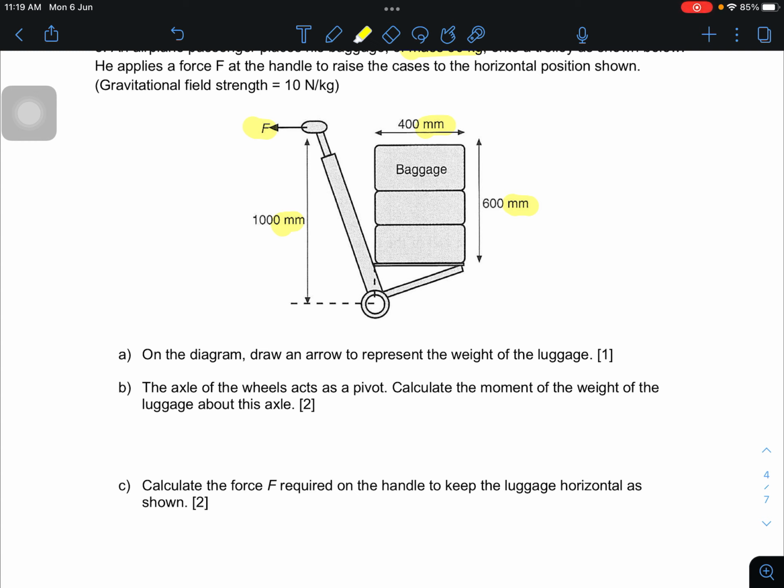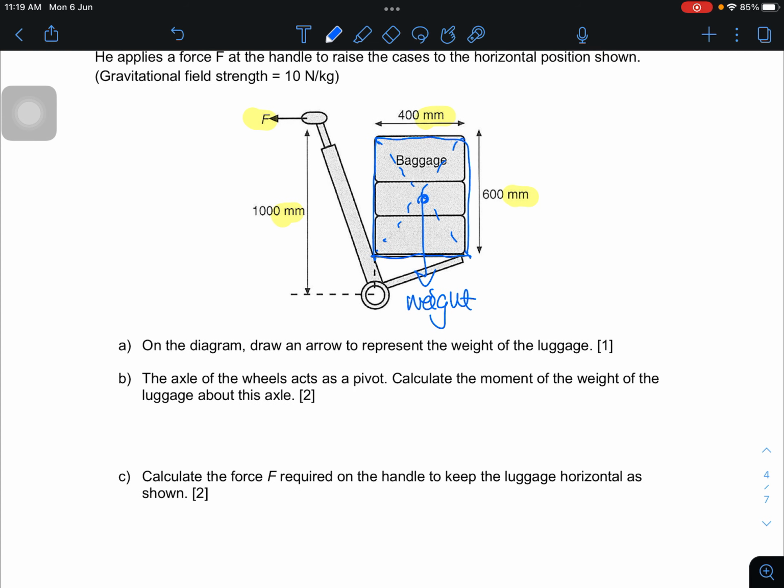On the diagram, draw an arrow to represent the weight of the luggage. In this case, we can assume the weight is evenly distributed. So the weight should apply, or the CG should fall, at the geometrical center of the entire baggage. Remember to label: weight. The axle of the wheels acts as a pivot. The axle is here, for those of you who don't know. Calculate the moment of the weight of the luggage about this axle.